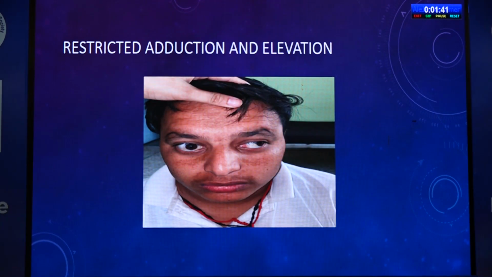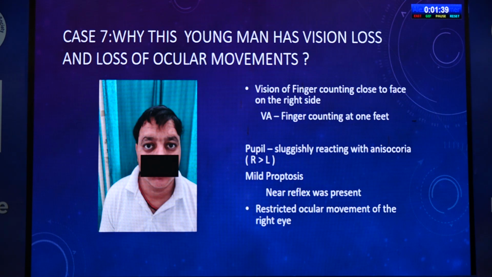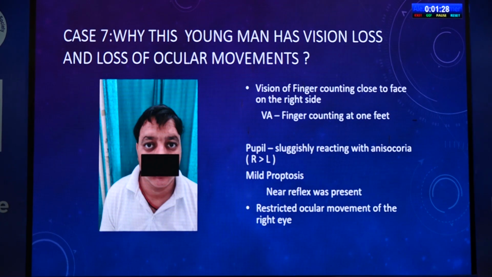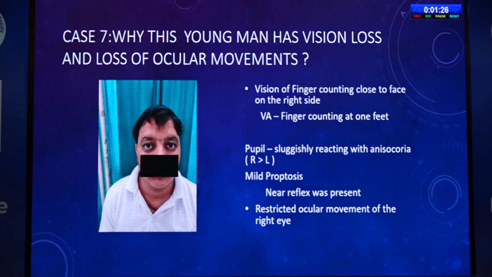Now this case, I know slides are moving forward. This was a patient who came to me from a peripheral area, very far flung from my center, and he had vision loss affecting one eye, finger counting at 1 foot. Pupils were sluggishly reacting. There was anisocoria, and there was some mild proptosis and restriction of adduction and elevation. So we suspected a possibility of a lesion near the orbital apex, and we admitted this patient in our ward.